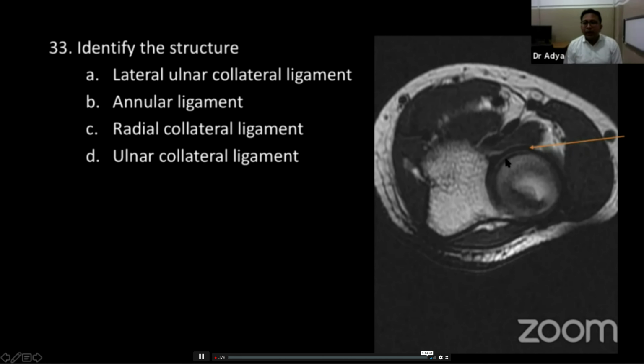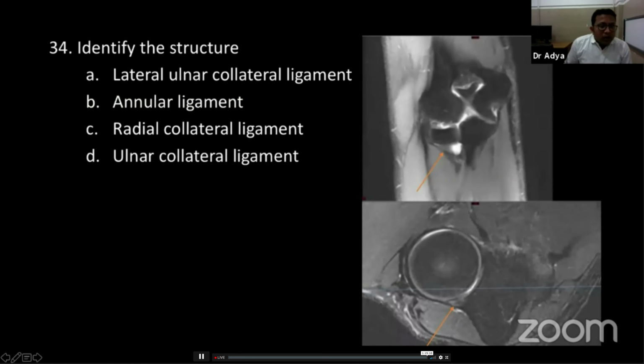There is a ligament which wraps all around the radial head, forming the proximal radioulnar joint. That is known as the annular ligament. We can see the cortical outline of the radial head and the articular cartilage, and then another hypointense structure which surrounds the radial head. This is the annular ligament.